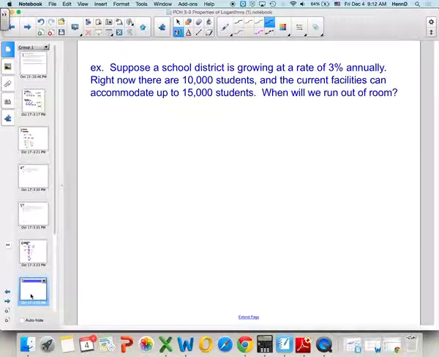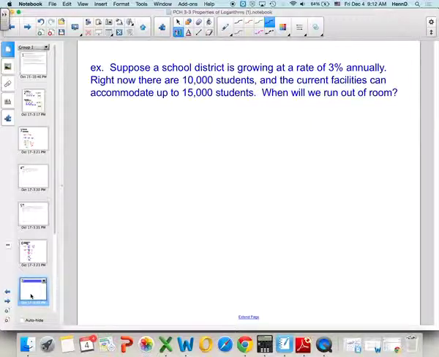Here we have a school district. It's growing at a rate of 3% annually. All right, so this is not an interest problem, but we can kind of think of it in the same way. Right now there are 10,000 students, and the current facilities can accommodate up to 15,000 students. When will we run out of room?